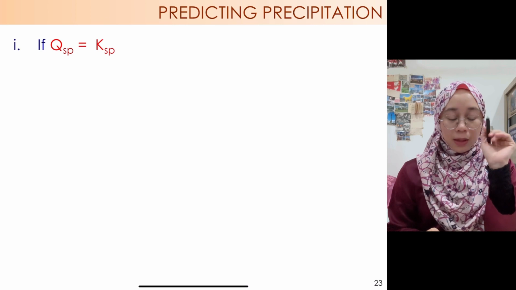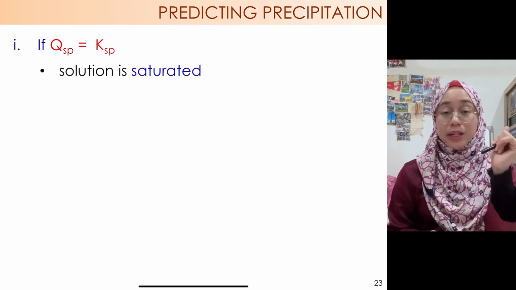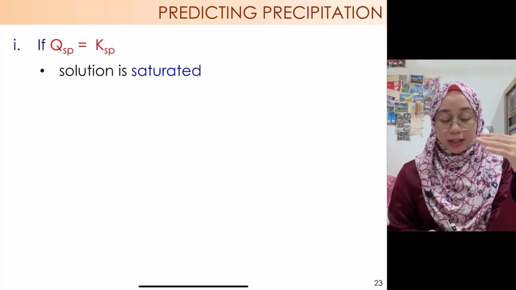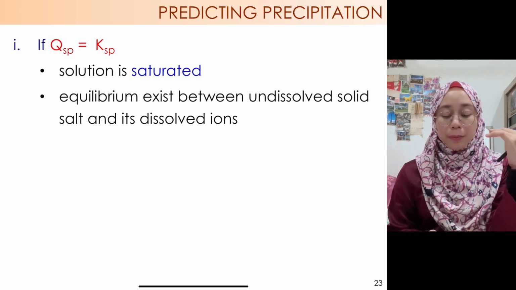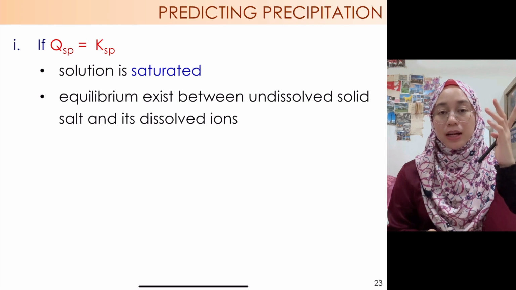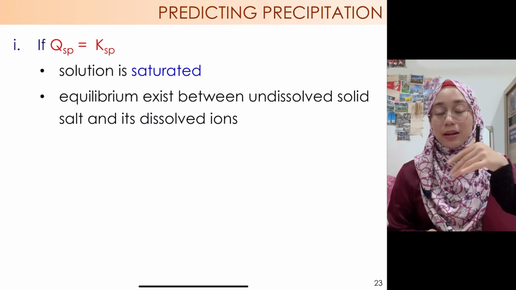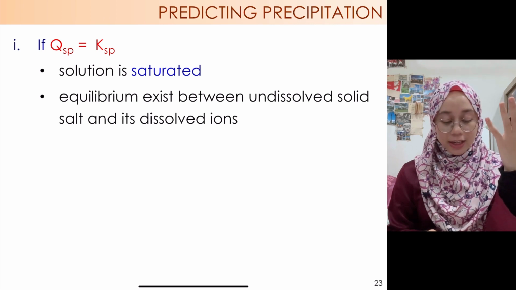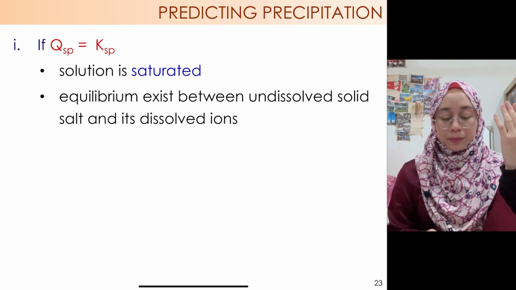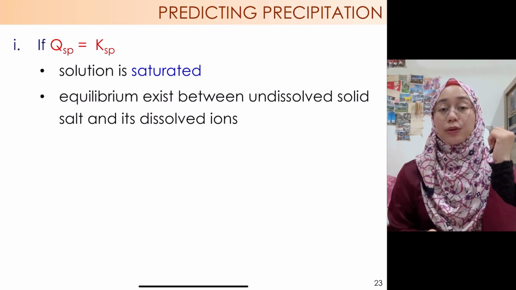So number one, kita tengok if QSP equals to KSP. So solution is saturated. Kita anggap itu sebagai saturated, where equilibrium exists between the undissolved solid salt and its dissolved ion. Basically that is like the maximum dah solid yang boleh dissolve dalam solution tersebut lah. So kalau dia more than that, and then dia akan jadi lain dah. Okay, so kalau kita tengok QSP sama dengan KSP, basically solution tu kita panggil sebagai saturated solution.